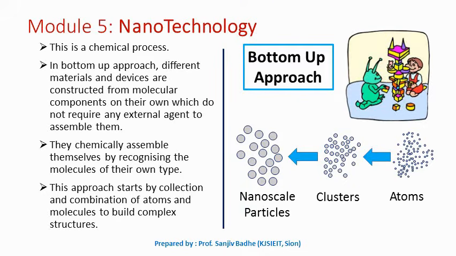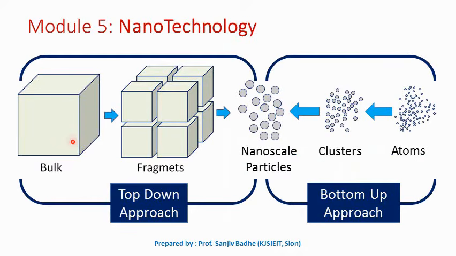In the top-down approach, we start from the bulk level material and we reduce the dimensions by cutting the bulk level material into smaller and smaller pieces till we get nanoscale particles. And in the bottom-up approach, atoms and molecules are brought together to form the clusters, and these clusters come together to form the nanoscale particles.